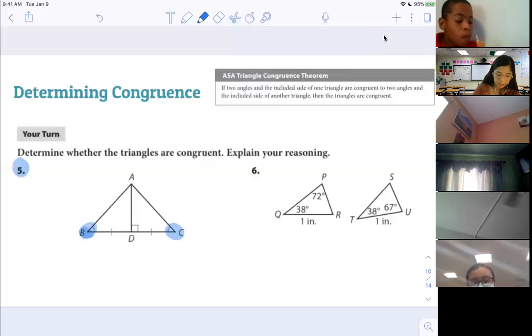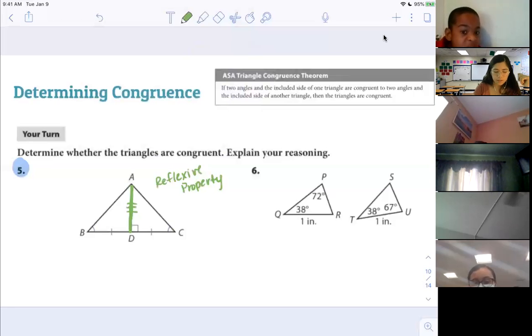So Perla is saying that AD is congruent to DA. Yes. What's that property called again, Perla? The reflexive property. Because of the reflexive property, I know that those 2 share a side, so that side has to be equal. They are the same. Okay, I also know, as Tyrone said, that BD is congruent to CD.